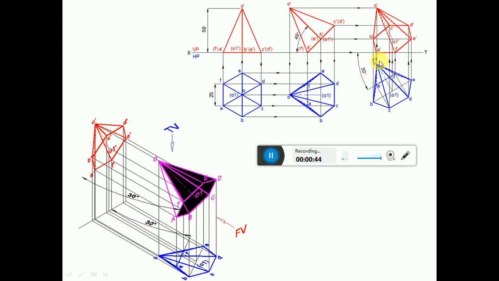Now, since that edge is inclined to VP at 30 degrees, you consider any point on the XY line and then draw a line which is inclined at 30 degrees to that XY line. So this is the true inclination line. Naturally the edge which is in true length has to be transferred onto that line. By using the compass, you measure the length from A to F. Then consider any point on that 30 degree line and cut an arc on this to get the point AF.